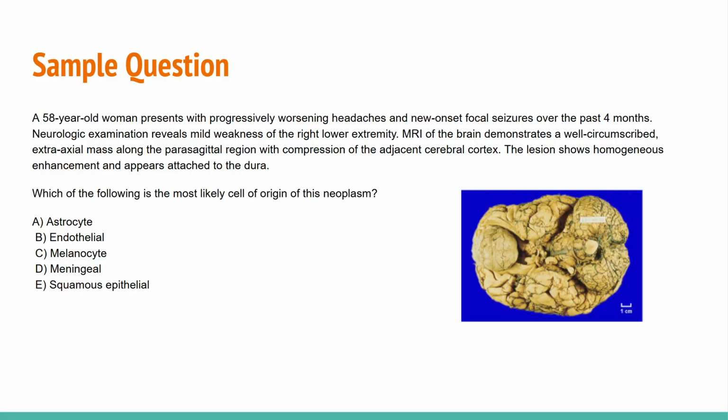Usually, the vignette will describe a middle-aged woman with progressive headaches or seizures, and the imaging is probably the important thing, and it reveals a well-circumscribed extra-axial mass attached to the dura. When you see this, you should probably think that it's the meningioma. But yeah, this is the sample question. Just read it and let me know what you think in 5, 4, 3, 2, 1.